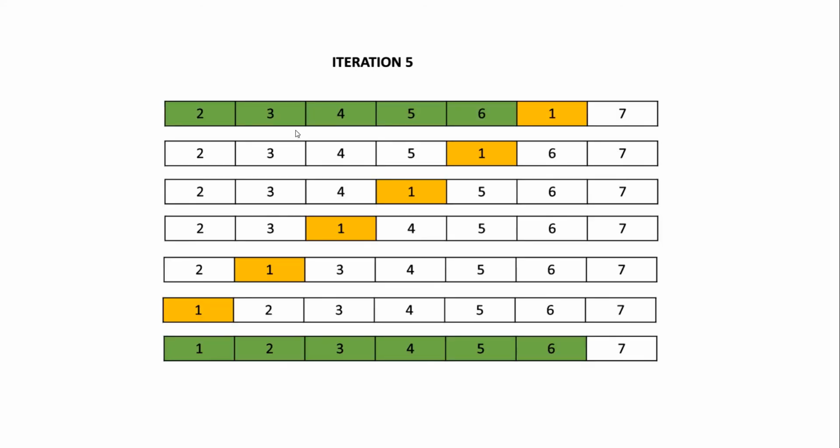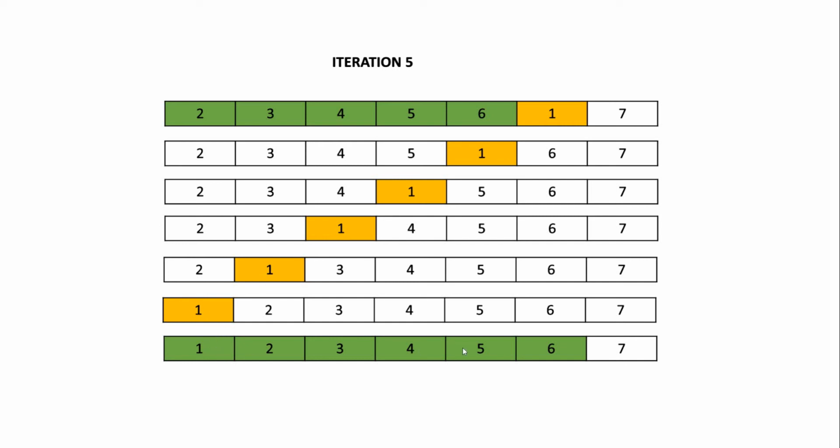So we move on to the next iteration, and now we are considering the elements 1 and 6, and 1 is smaller, so we do the swap. 1 and 5, 1 is smaller, we do the swap. 1 and 4, 1 is smaller, we do the swap. 1 and 3, 1 is smaller, we do a swap. 2 and 1, 1 is smaller, so we do a swap.